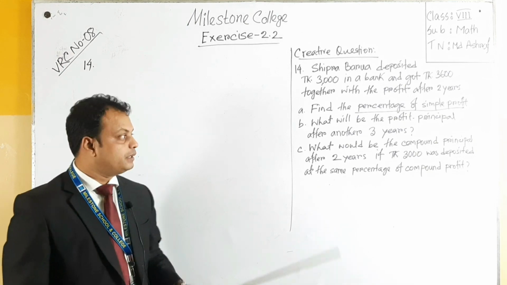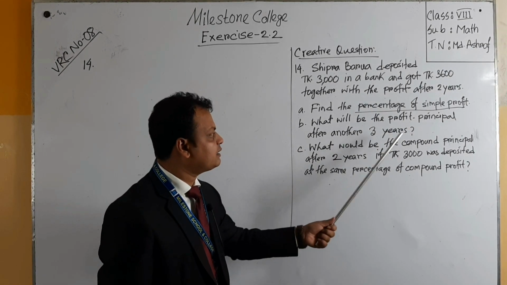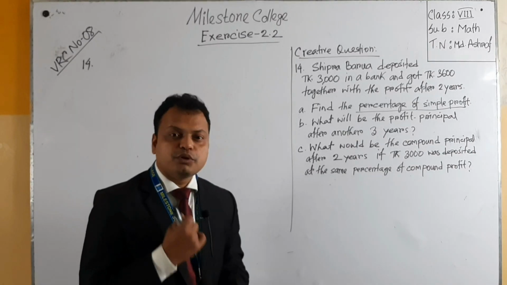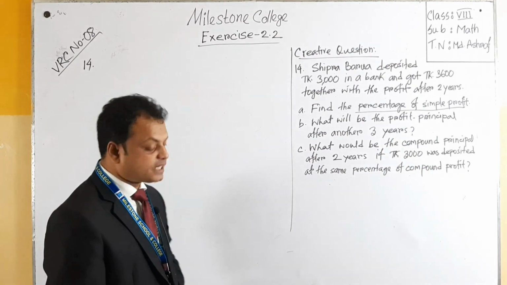Now solve B. What is question B? What will be the profit principal after another 3 years? That means we have to find profit principal here for another 3 years. So let's start the solution.